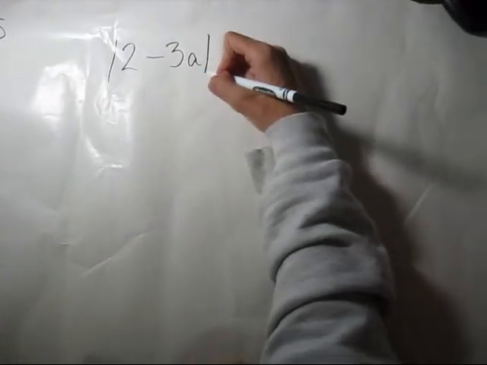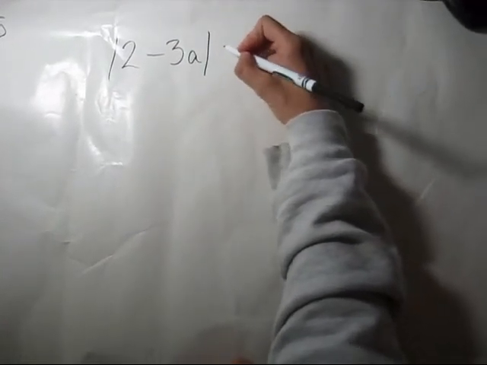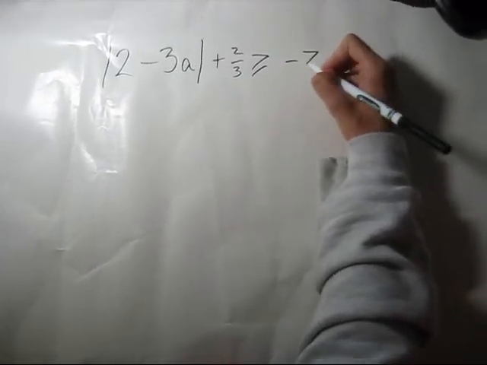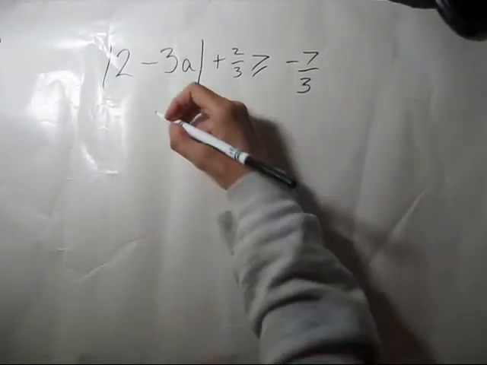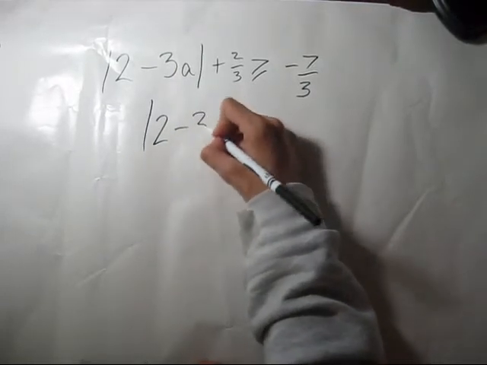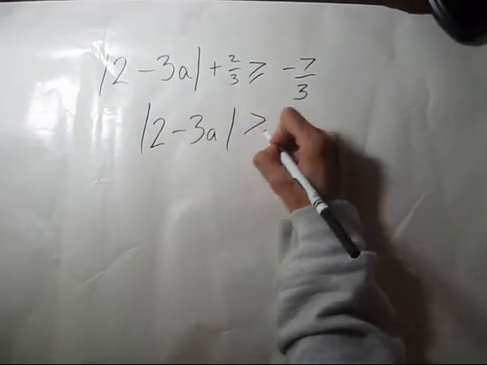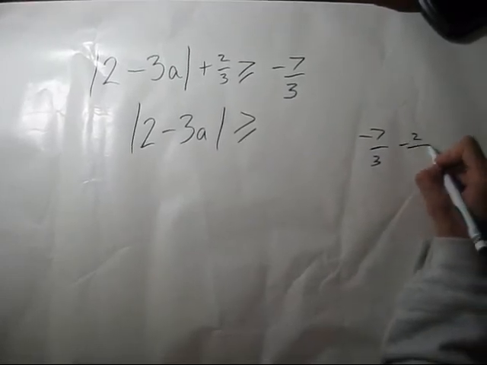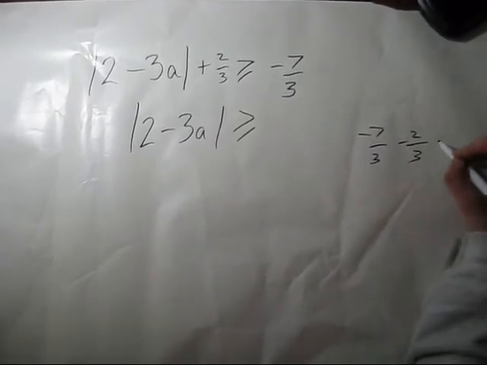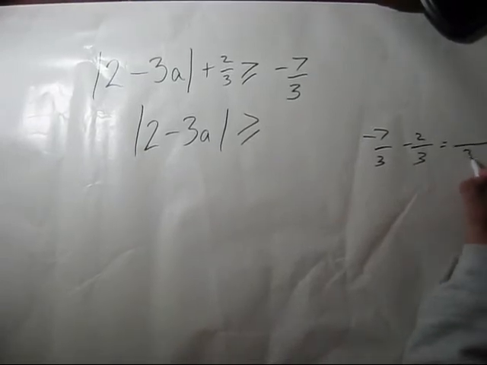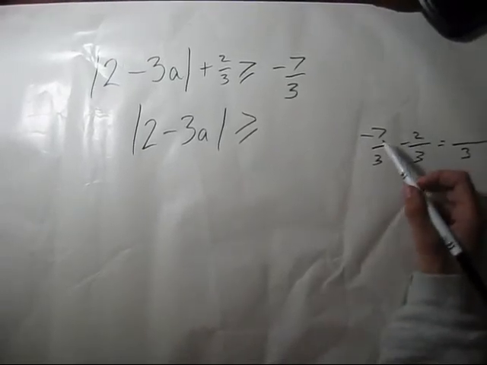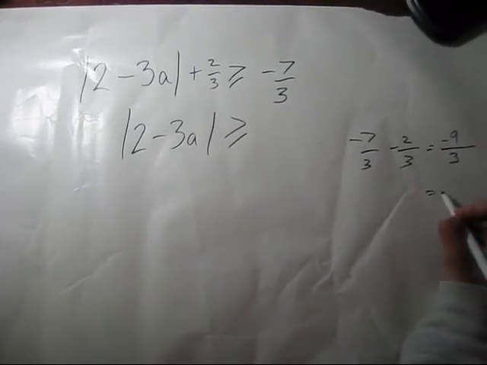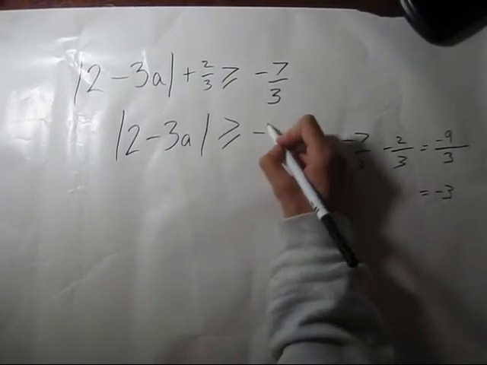2 minus 3a, the absolute value of that, plus 2/3 is greater than or equal to -7/3. Okay, isolate your absolute value. I'm going to go off to the side in case you need to review your fractions. Same denominator, so we're just going to stick that down there and then subtract the numerators. -7 minus 2 is -9, which equals -3. So we have a -3.